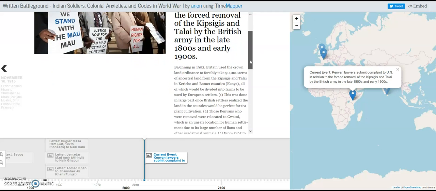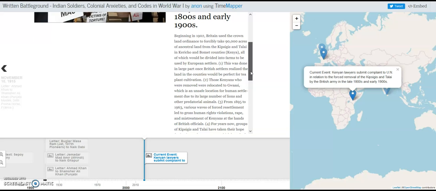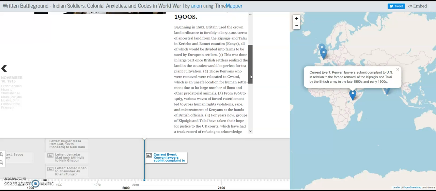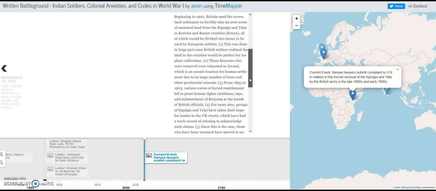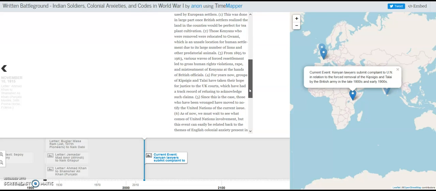Beginning in 1902, Britain used the Crown Land Ordinance to forcibly take 90,000 acres of ancestral land from the Kipsigis and Talai in Kericho and Bomet counties in Kenya, all of which would be divided into farms to be used by European settlers. This was done in large part once British settlers realized the land in the counties would be perfect for tea plant cultivation. Those Kenyans who were removed were relocated to Gowasi, which is an unsafe location for human settlement due to its large number of lions and other predatory animals.